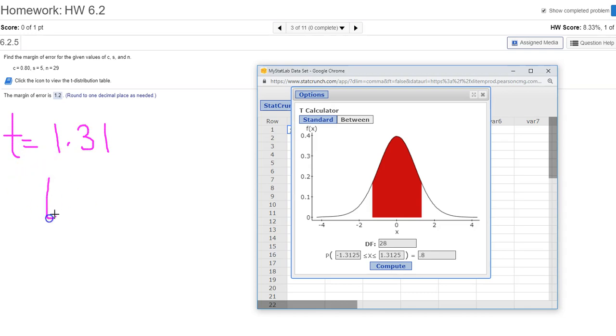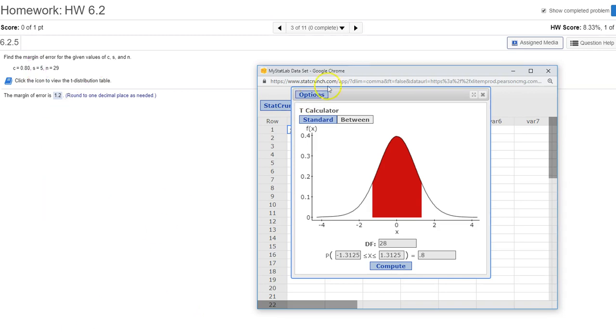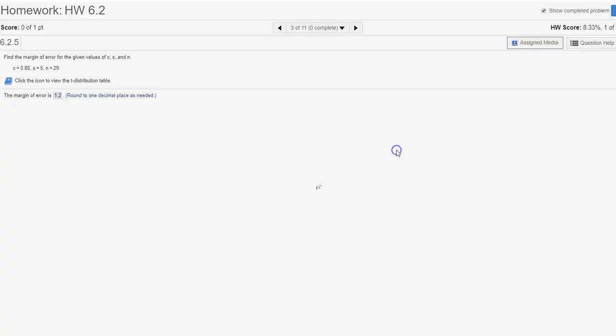The formula is TC times S over square root of n. I'm going to go ahead and plug it in. 1.31. Standard deviation is 5, times 5 over square root of 29, and that should give you 1.2. Okay, all right, moving on to problem number 5.